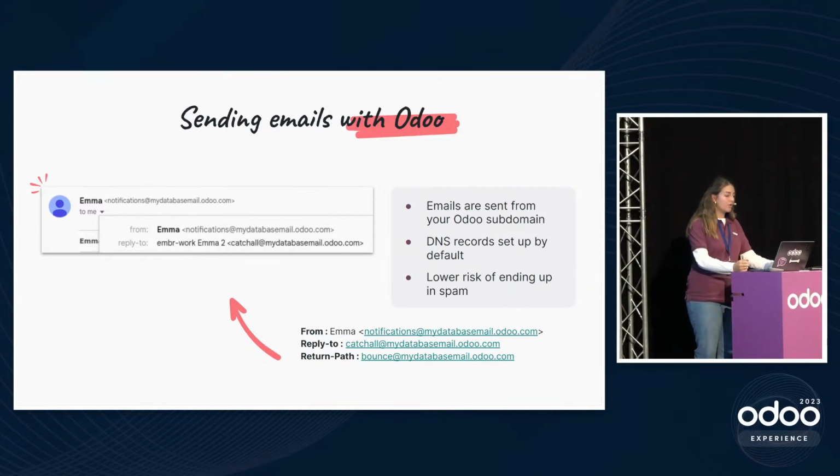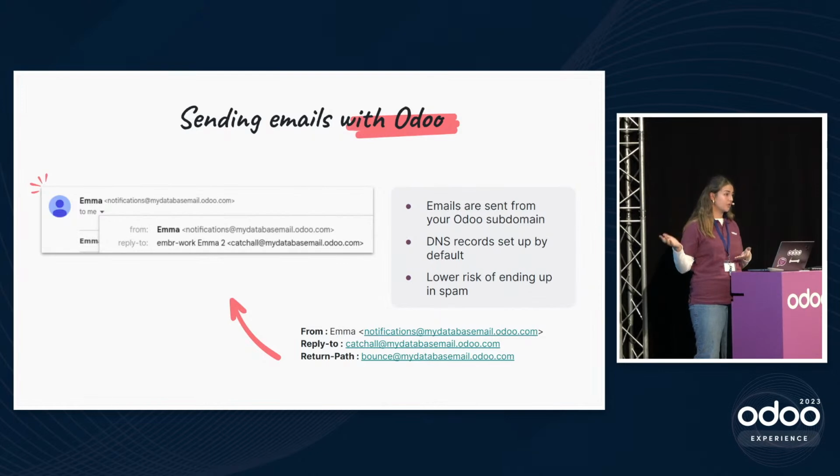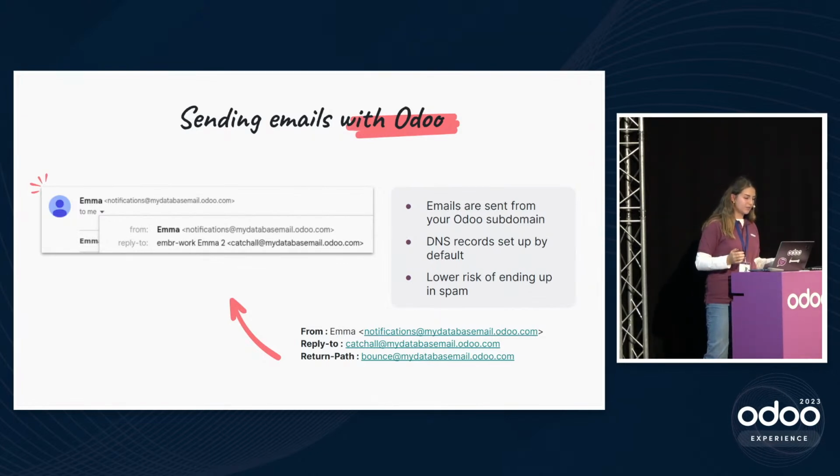Indeed, your user can have any address, because if you don't use the notification system, the email will be sent from the user's email address, and it can be wrongly configured to send emails with Odoo. And that can mess up your whole email configuration, and your email will never be received, and we don't want that.